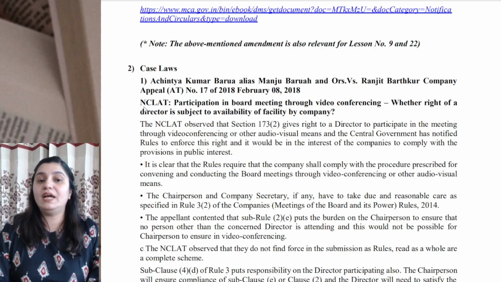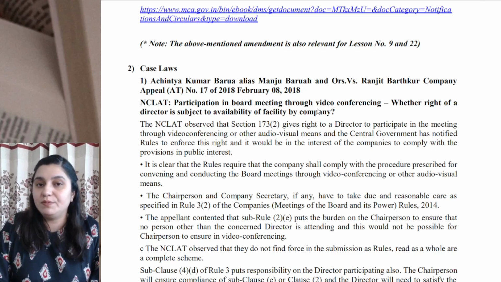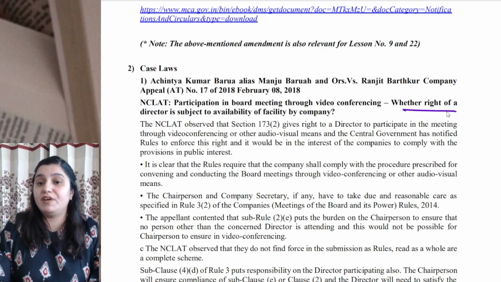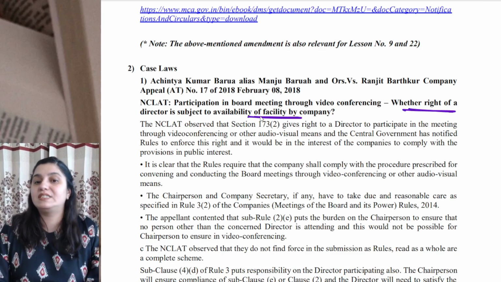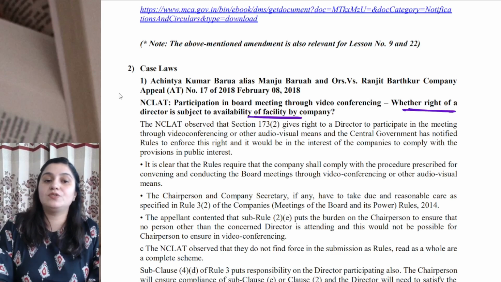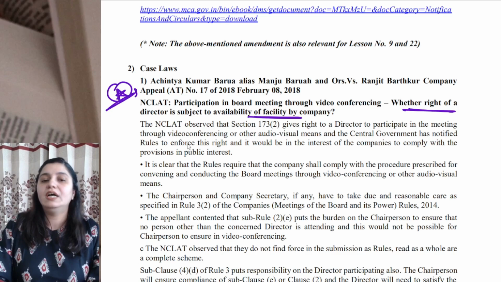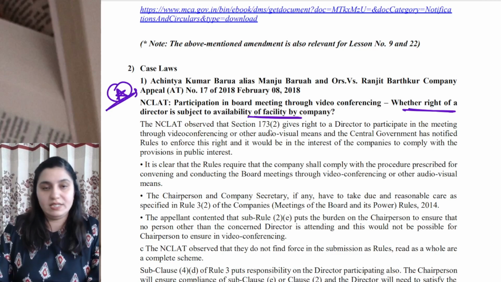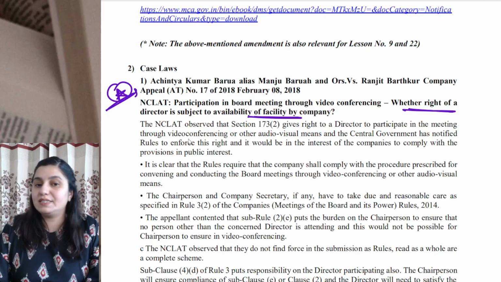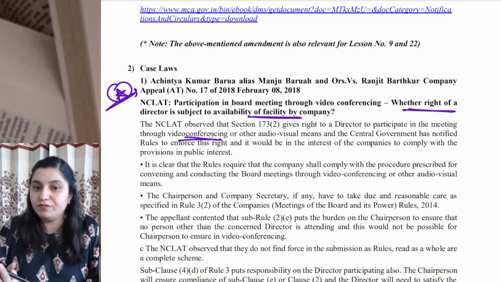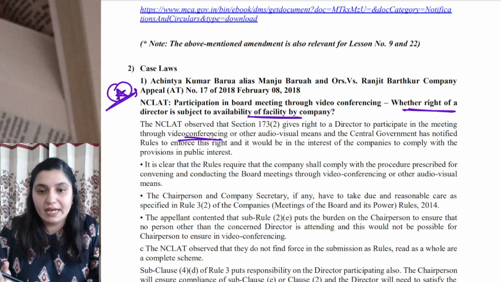Company appeal. So the NCLAT says that participation in board meeting through video conferencing, whether a right of a director, is subject to availability of facility by company. So this is also given in the book. The NCLAT observed that 173(2) gives right to a director to participate in the meeting थ्रू वीडियो कॉन्फ्रेंसिंग मोड और एवीएम मोड, ये बताया गया है.